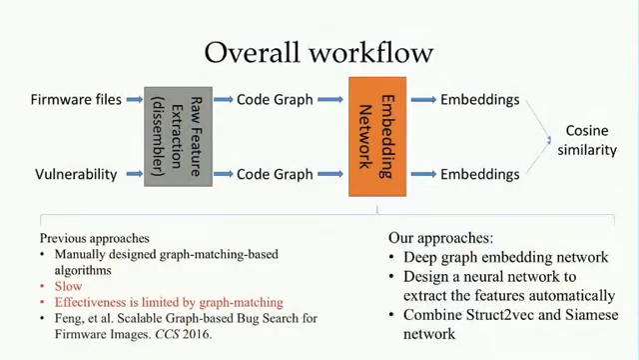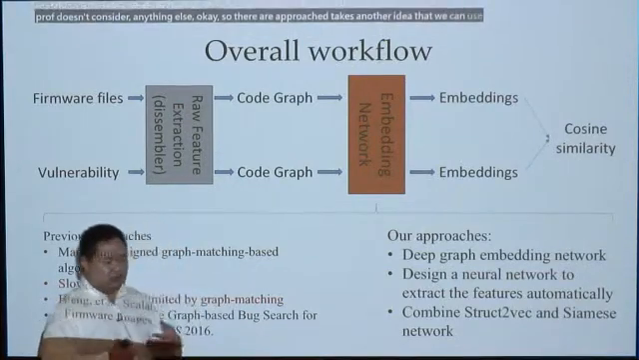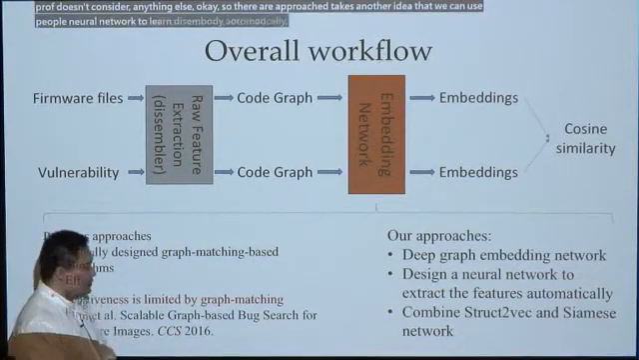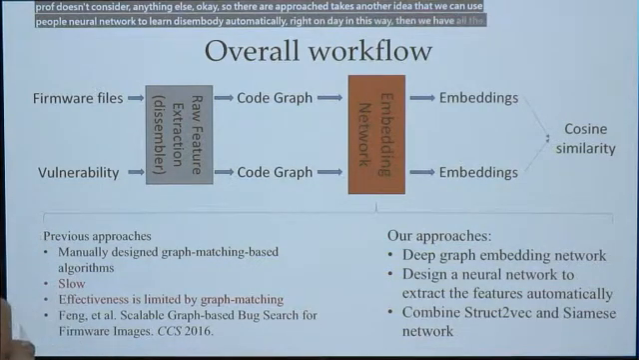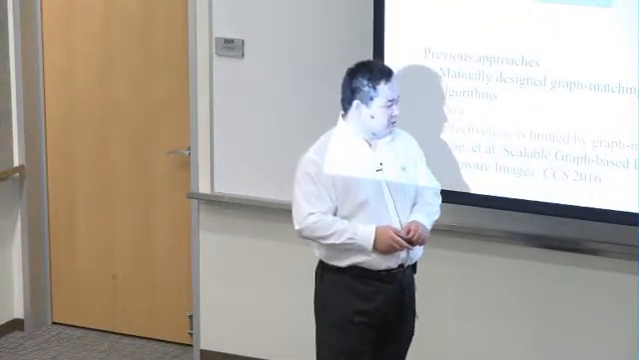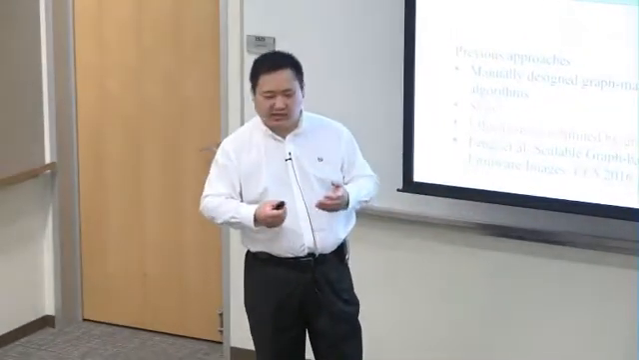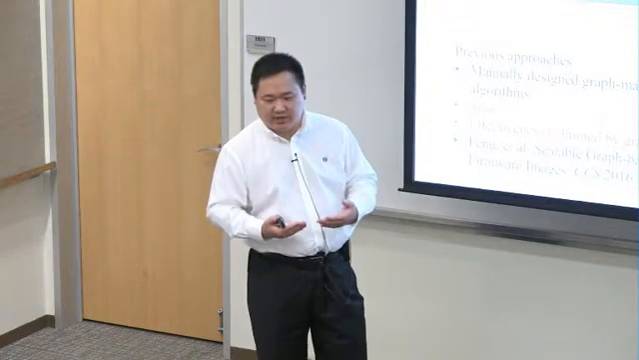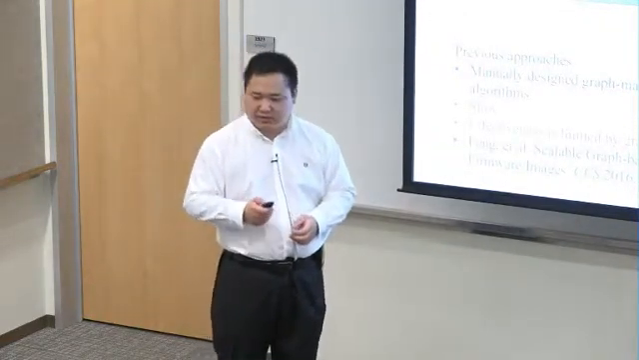Also, the effectiveness is not that good because this is a deterministic graph that doesn't consider anything else. Our approach takes another idea: we can use a deep neural network to learn this embedding automatically. In this way, we can avoid the expensive bipartite graph matching, so computing the embedding vector can be very efficient. Also, we can train the network effectively so that the embedding contains much more semantic information than this manually designed ad hoc approach.